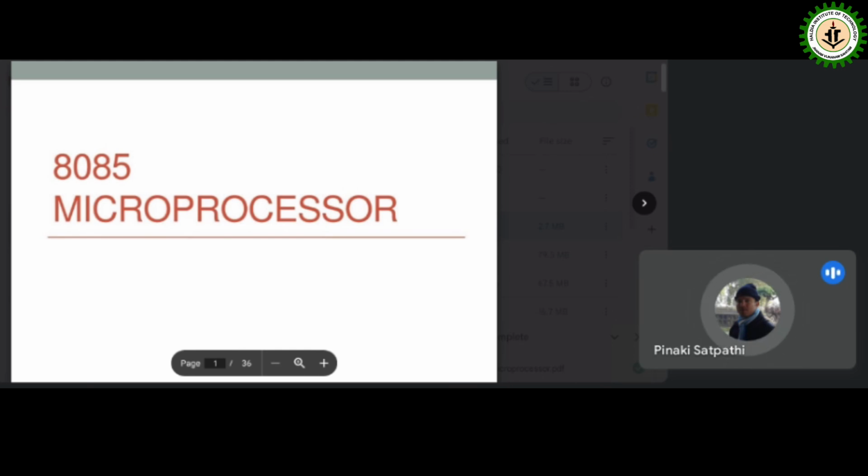Before we proceed to the microprocessor, first we should know what we mean by computer. What is a computer? A computer is basically a system which processes information. The information to be processed is provided by the user. There are basically two types of information: one is analog information and the other is digital information.